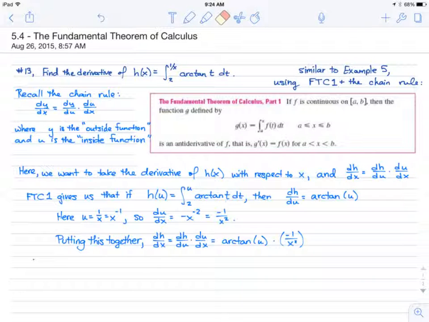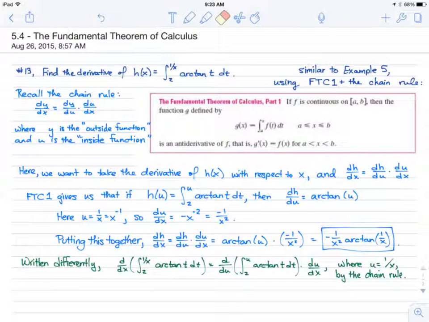So we put these together, and I get that dh dx is dh du times du dx. dh du up here was arctan u, and du dx is negative 1 over x squared. And then, of course, we don't want to leave our answer in terms of u, so I go in and plug back in that u is 1 over x, and I just flip-flop the order because I like to see this fraction in front of the arctan. And we're done. But I'll admit that my answer doesn't look like the way the book worked out example 5.